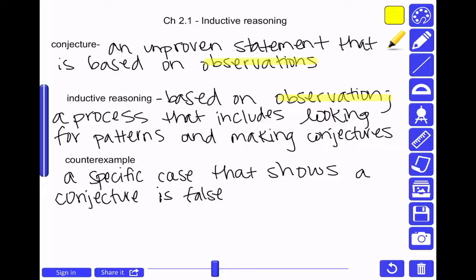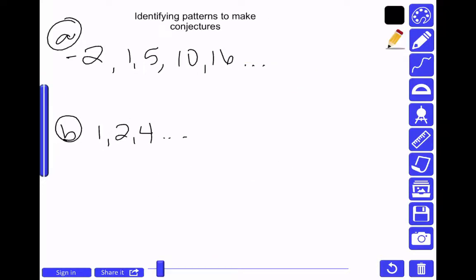A counterexample is a specific case that shows that a conjecture is false. So once you make this statement based on observation, then you may be able to prove that it's actually not true by giving a counterexample, which I'll show you later. So we're going to identify patterns in order to make conjectures.